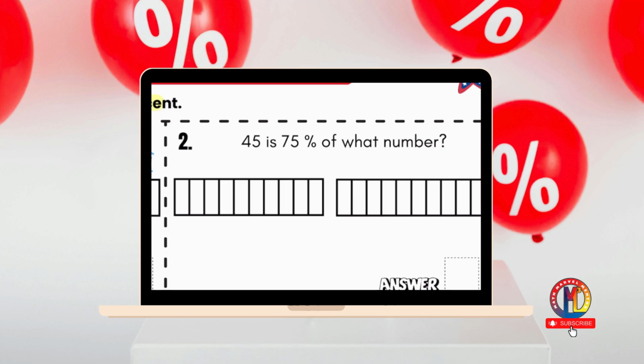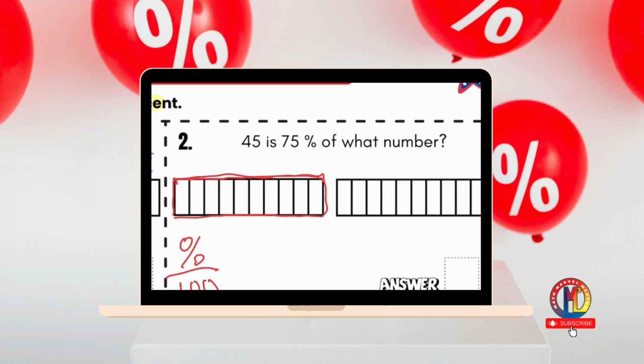So we want to remember that all percentages are fractions. It's the percent over 100. And we're using a bar model. This one single bar with 10 groups is showing us 100. So the whole amount, this value, is 100. And so we're going to say that we know 45 is 75% of what number. So let's show what that is visually.